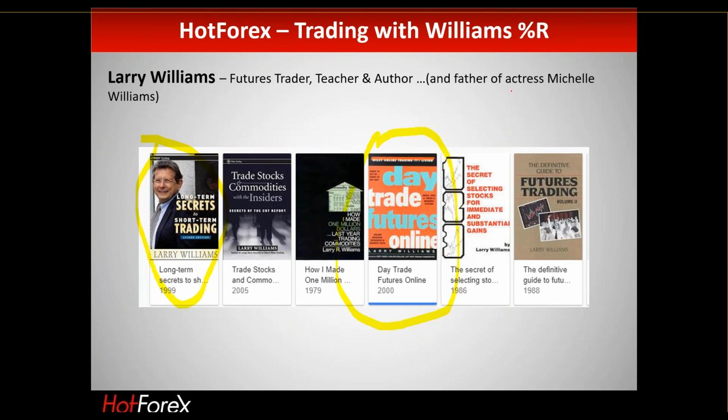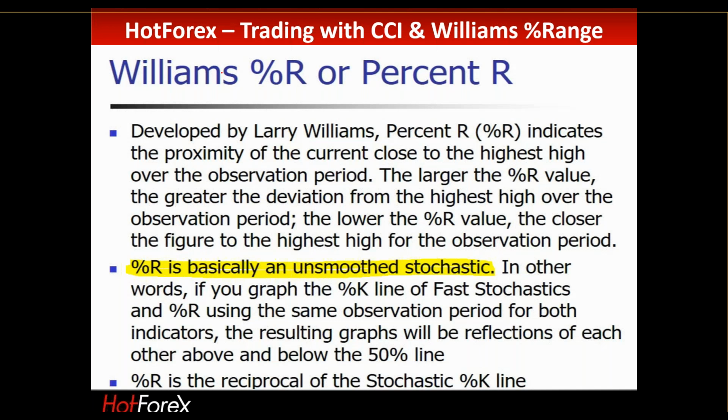Anyway, more to his little indicator that he came up with. This Williams Percentage Range, it's called, Williams %R, because that's his name, Larry Williams. So again, this is out of the textbook, but it's all a bit complicated, but we'll try and simplify it. It indicates the proximity of the current close to the highest over the observation period, i.e. your time frame. The larger the percentage R value, the greater the deviation from the highest high over the period. The lower the percentage R value, the closer the figure to the highest for the observation period.